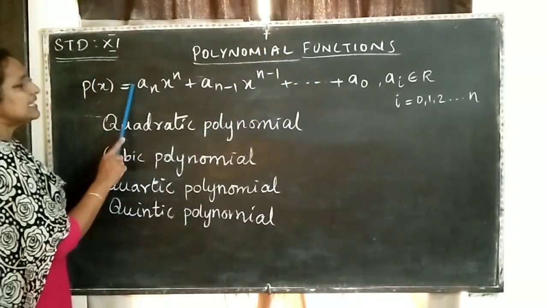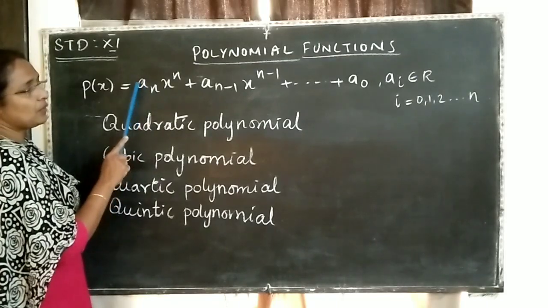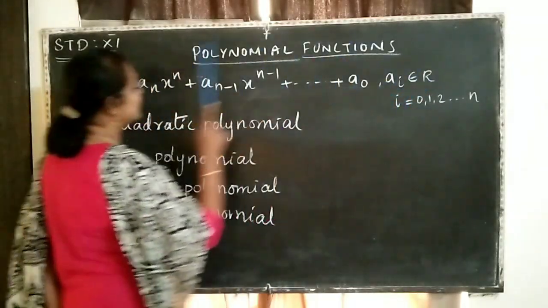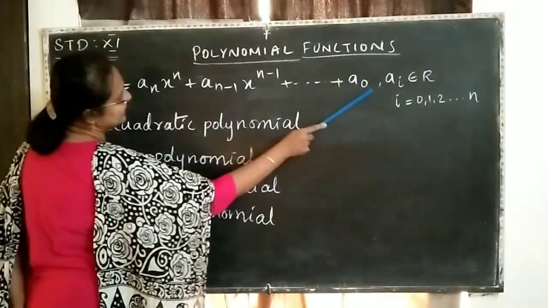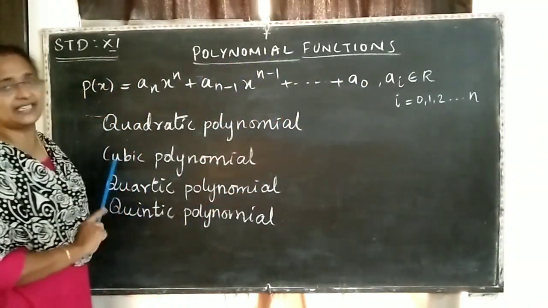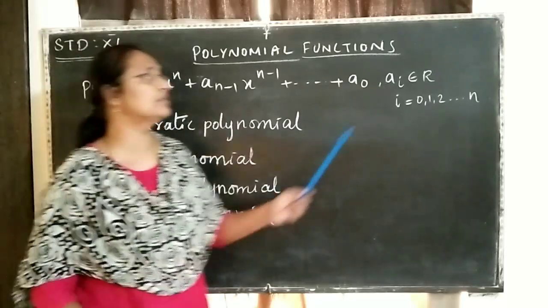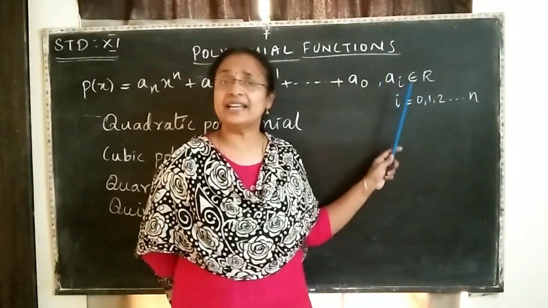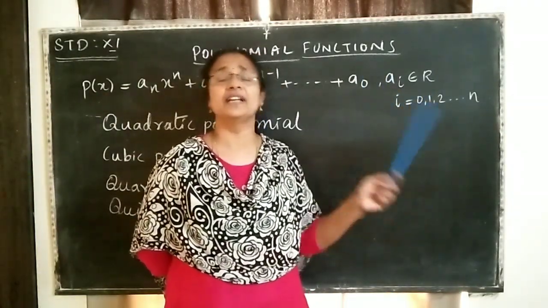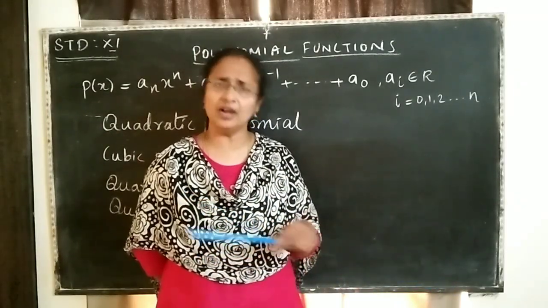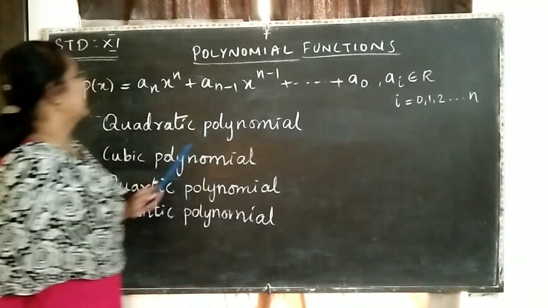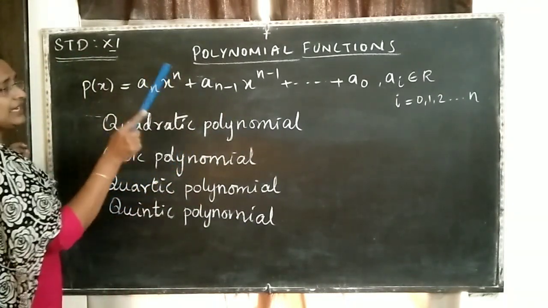Now look into this. This a stands for what? Real number. So these a n minus 1, it goes on till a naught. These are constants. They can take the values of a real number. Real number is a combination of integers, fractional numbers, rational, irrational, all the numbers, isn't it? Yes. Okay. Now n stands for the integer.